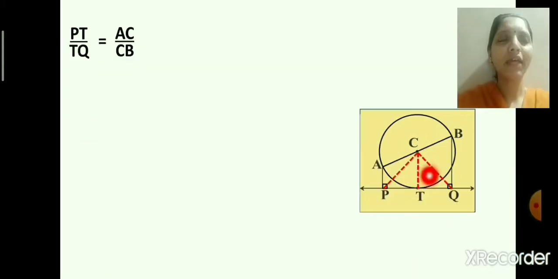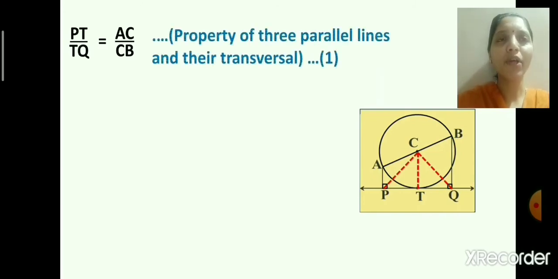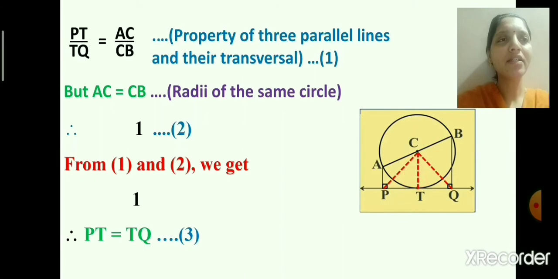Now here we have 3 parallel lines and a transversal. So by using that property, we can write PT upon TQ is equal to AC upon CB. Write the reason as property of 3 parallel lines and their transversal. Write this equation as equation 1. But AC is equal to CB because these two are the radii of the same circle.